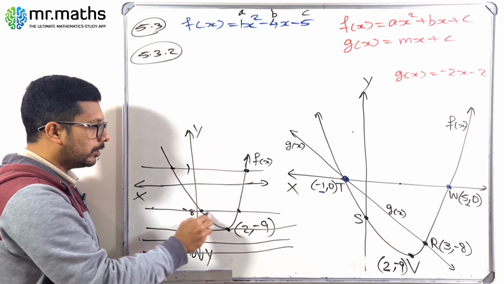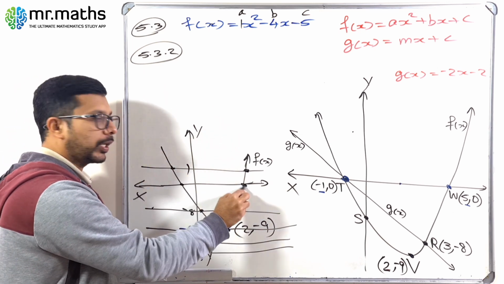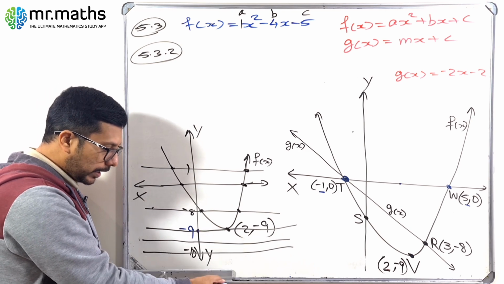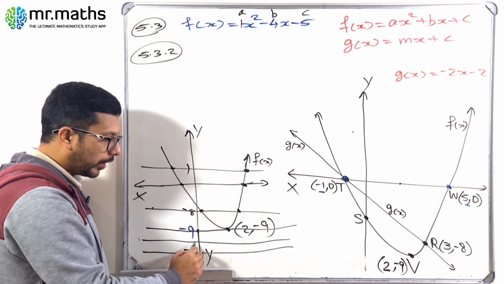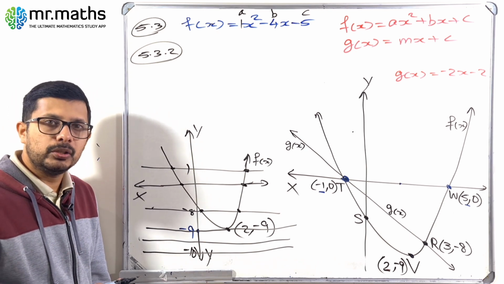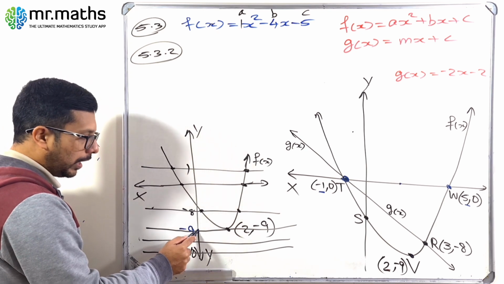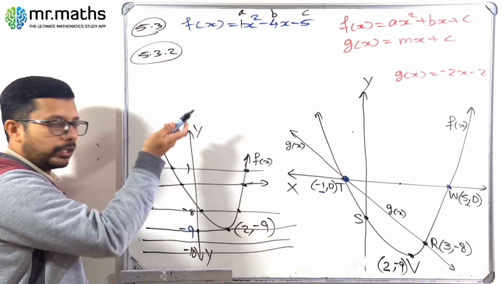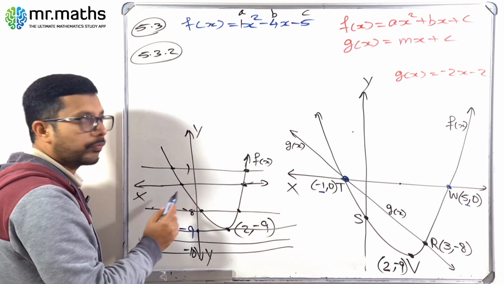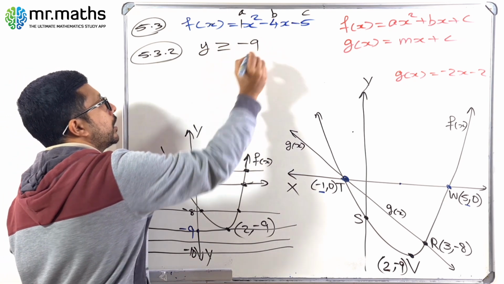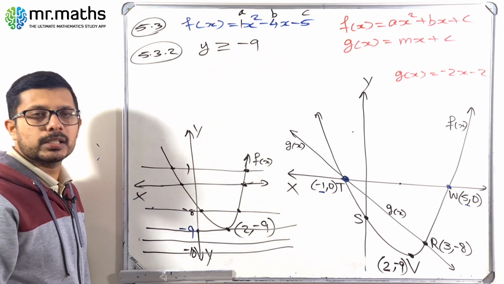then I can find the points on the graph. Am I right? But if I take any y value less than -9, I can't find any point on the graph. So what are the possible y values? The y value must be either -9 or greater than -9. Then only you will get the points on the graph. So the answer is y is greater than or equal to -9. That's all.